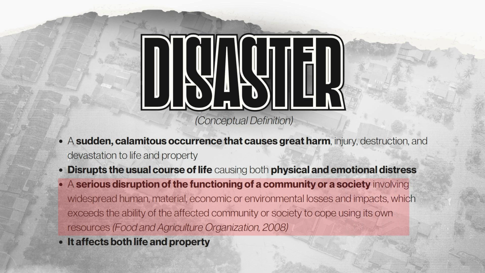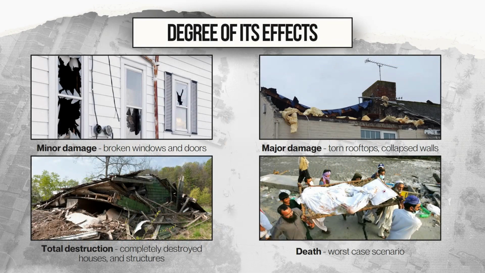It is a serious disruption of the functioning of a community or society, involving widespread human, material, economic, or environmental losses and impacts which exceed the ability of the affected community or society to cope using its own resources. Furthermore, it affects both life and property. So, we can classify disaster according to its severity. We classified it in four categories.